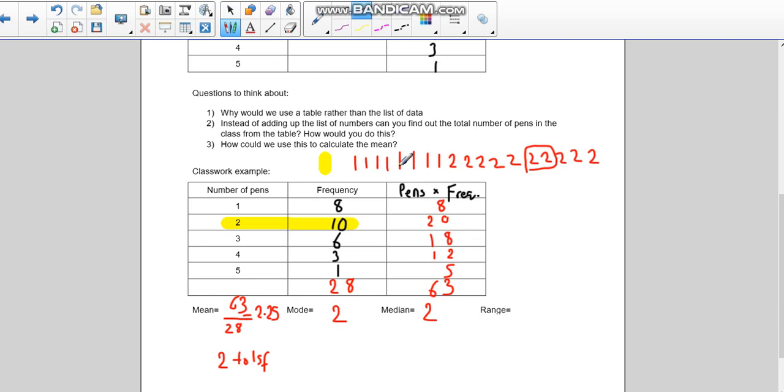You don't need to write that out in a list if you think you can work it out from here, but you might find it makes life a little bit easier if you can write your list out from here. 8 1s, then 10 2s.